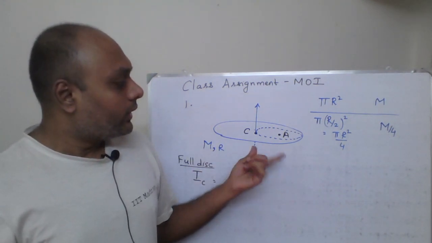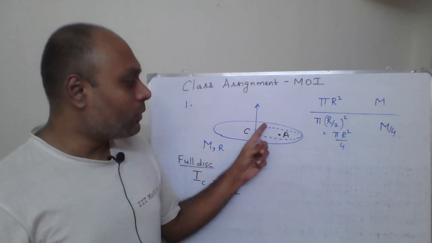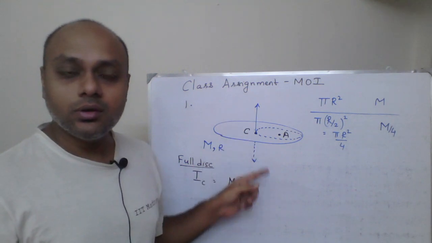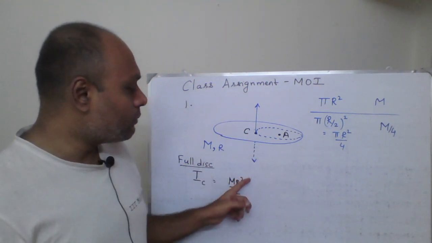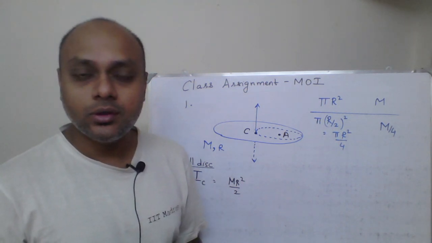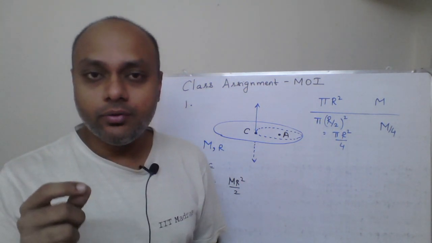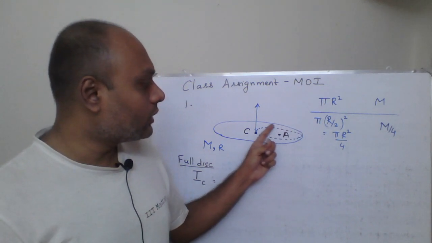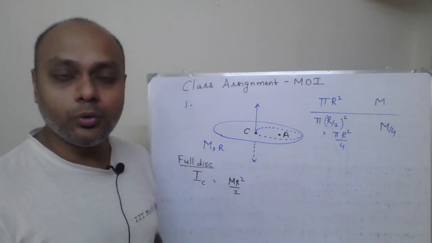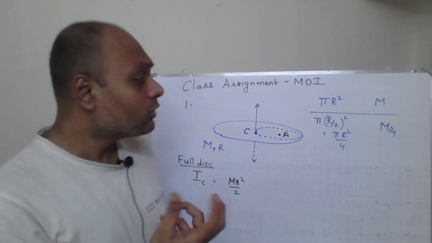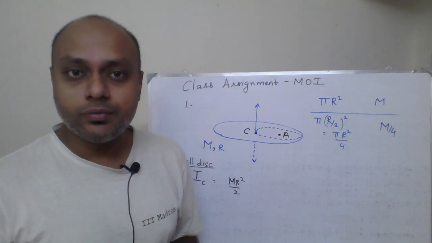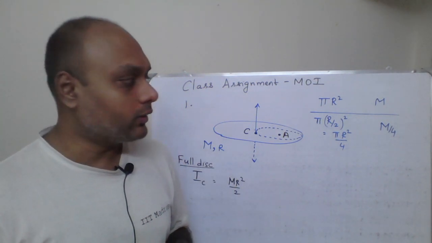Next, we will find the moment of inertia of the removed disk about this axis and subtract it from the moment of inertia of the full disk. We will get the moment of inertia of the remaining disk. But we have to be very careful in finding the moment of inertia of the removed disk about the axis passing through point C. For that we will need the mass of the removed disk. So how much is the mass of the removed disk? We will have to first calculate that.